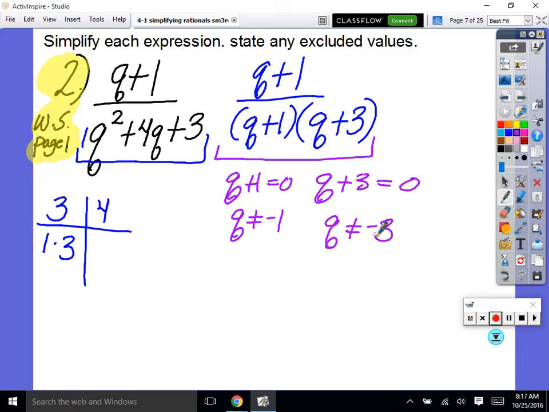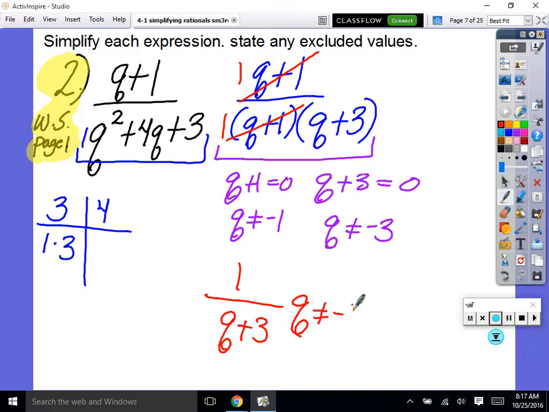Okay, so now we can divide out exact factors. We have a q plus 1 on top. Do we have that exact thing on bottom? Do they just divide away and become nothing? No, they become 1s. That's another common mistake. So on top we have a 1 left. On bottom we have a 1 times q plus 3, which is just q plus 3. So that's our answer as long as q does not equal negative 1 or negative 3.